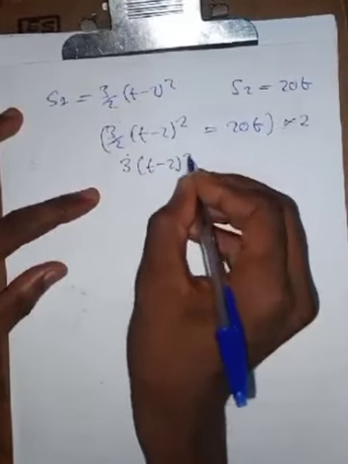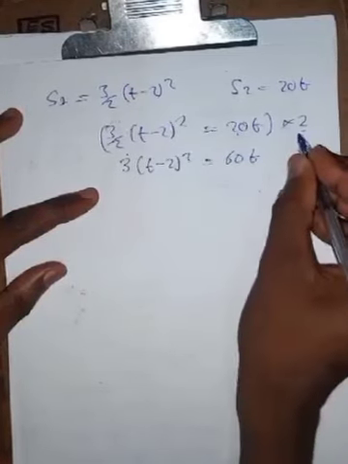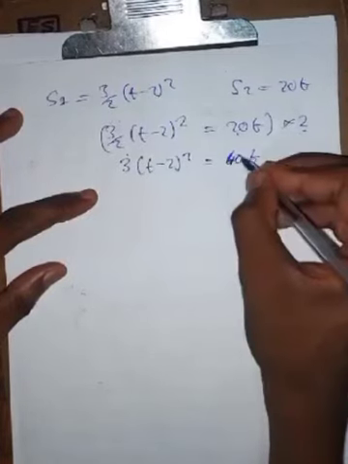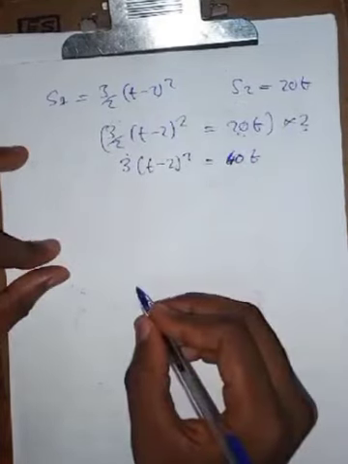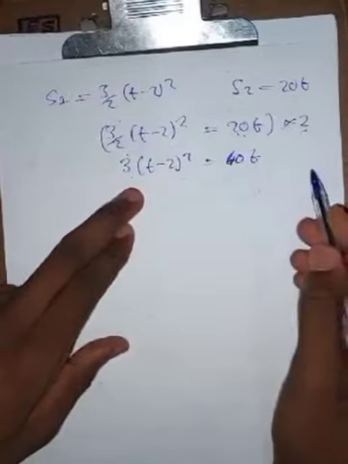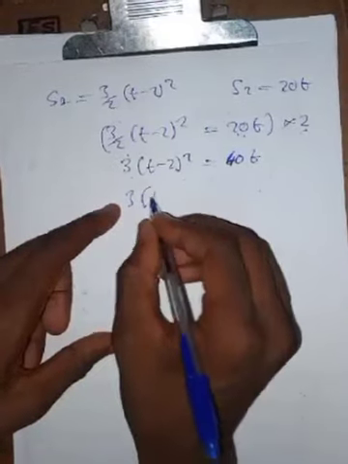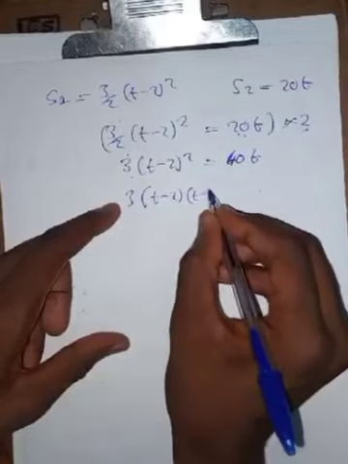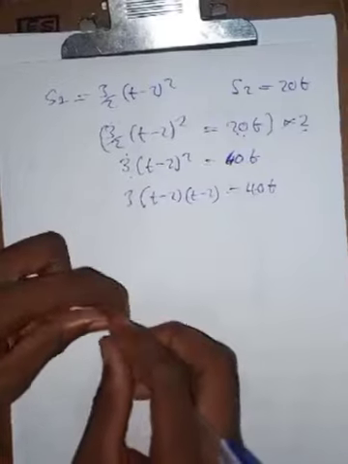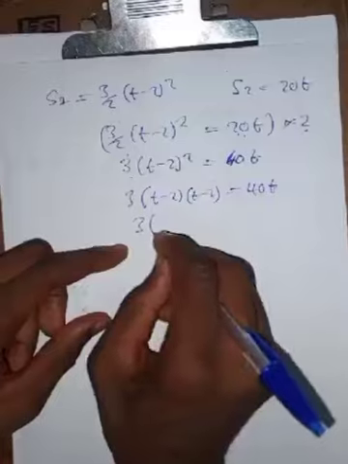So here we are just going to have 3 times t minus 2 squared is equal to 2 times 20, which is 40t. Are we together? Then as we expand this, we know that what we are going to come up with is a quadratic equation. So let's expand what is there. We have 3 times t minus 2 times t minus 2 is equal to 40t. Are we following? Please, if you are following, let's respond.